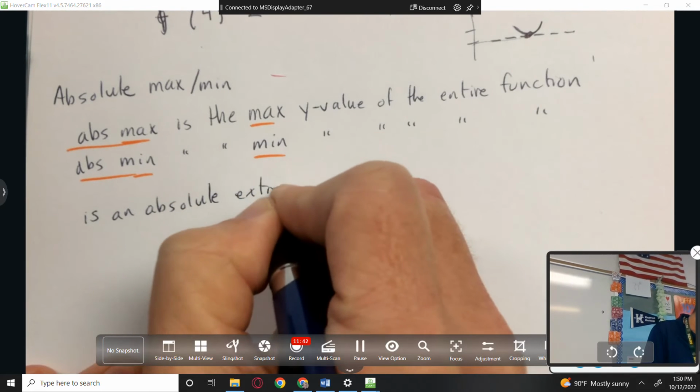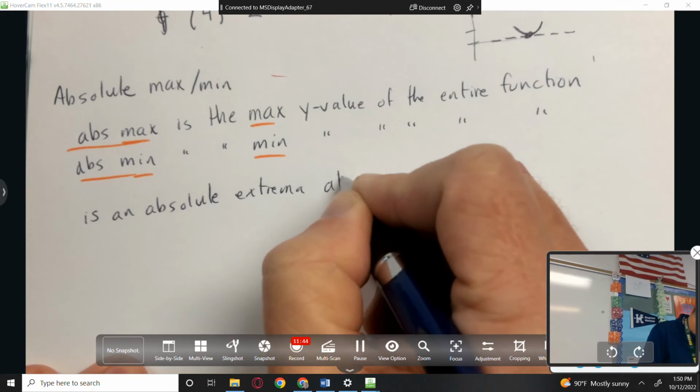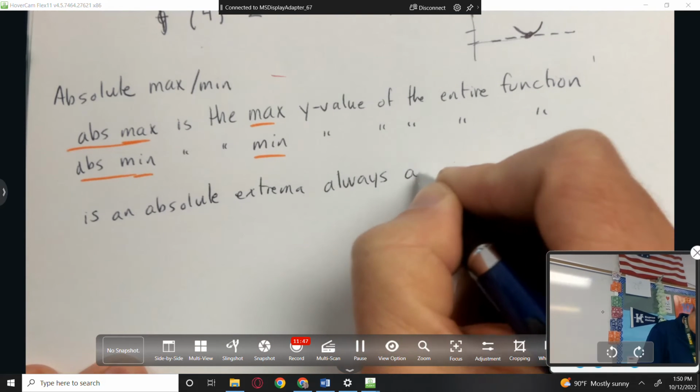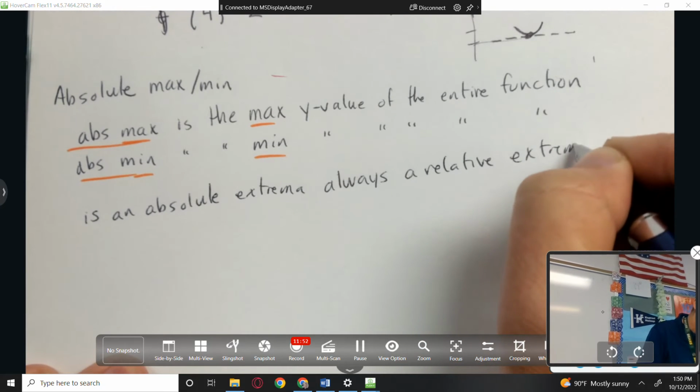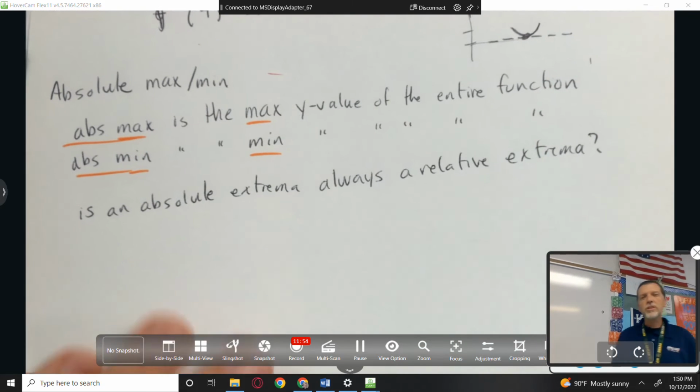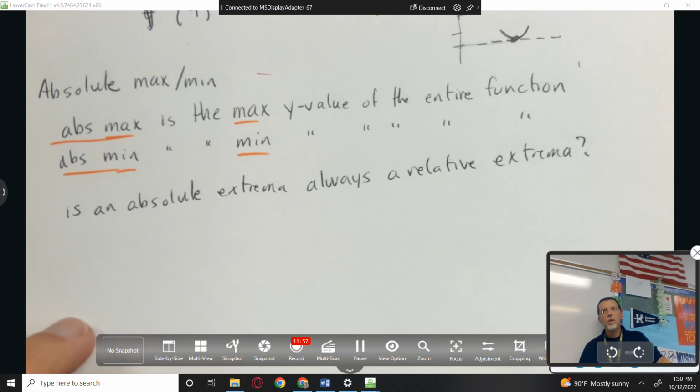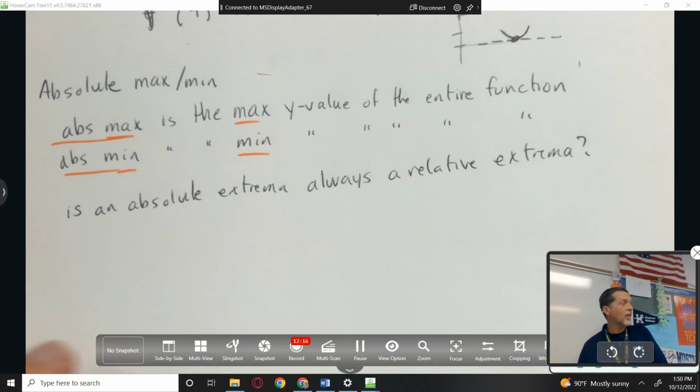Is an absolute extrema always a relative extrema? It's like asking, is a square always a rectangle? It's a square-rectangle situation. Why no, if you think no? Wait, actually, yeah, I agree with that. But not the other way around. Yes. Okay, so yeah.